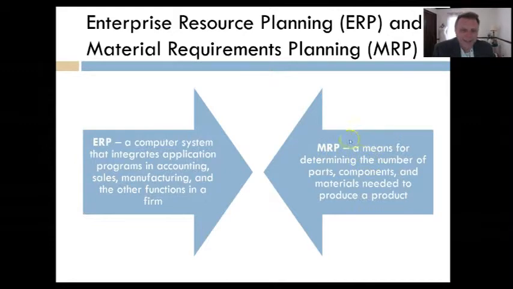Not everybody has an MRP. An MRP system is a means of determining the number of parts and components you have to satisfy orders. All right. Manufacturing companies live and die by their MRP system, and I'll show you a little bit how that works here in a minute.